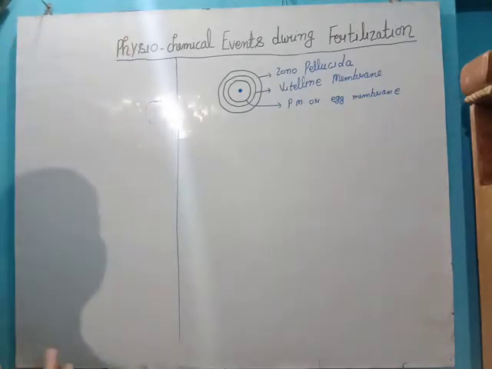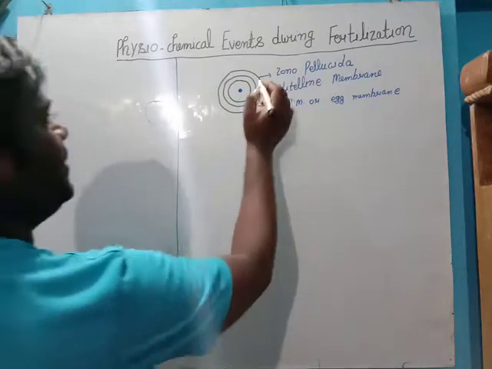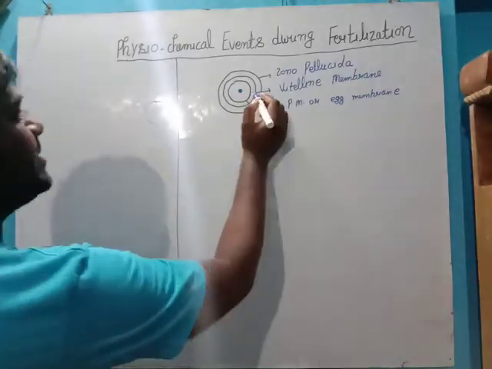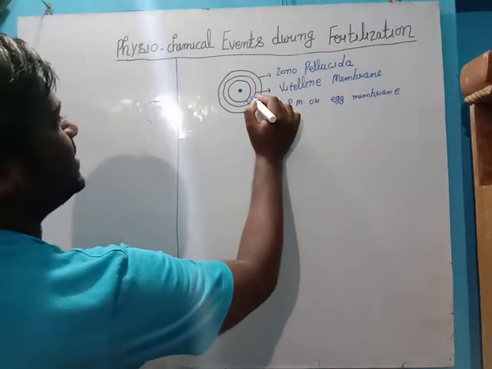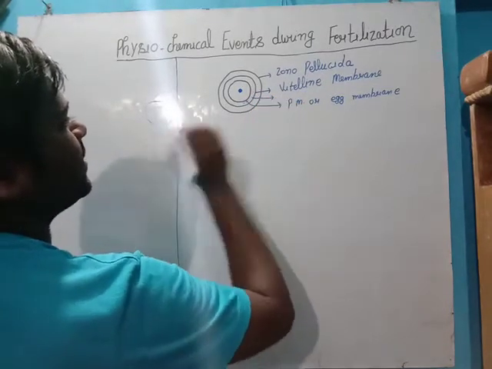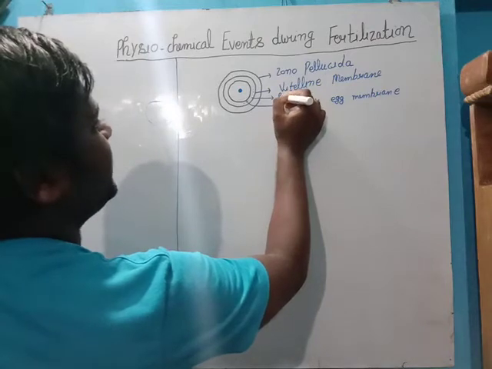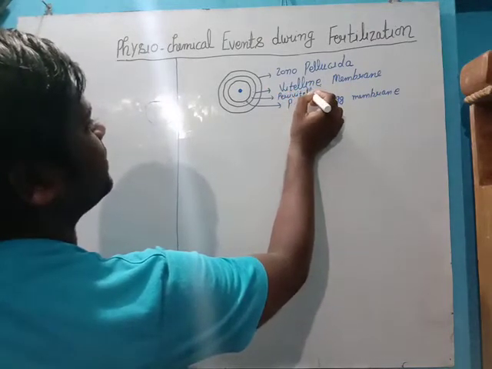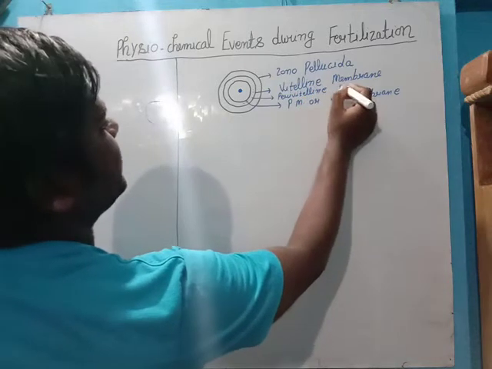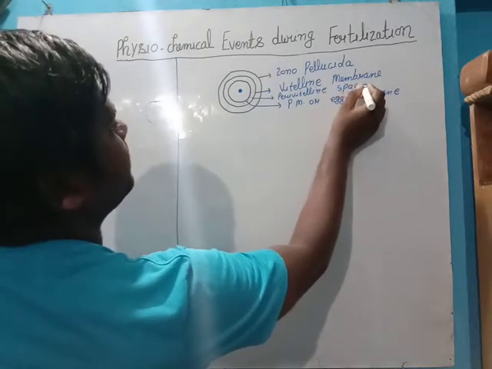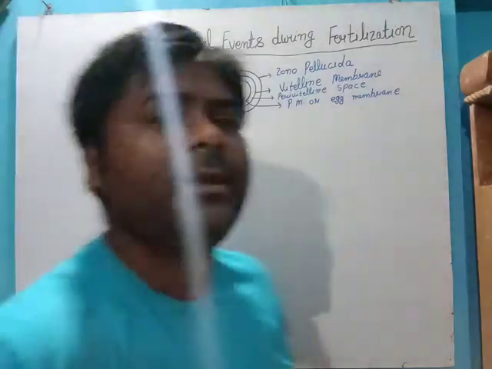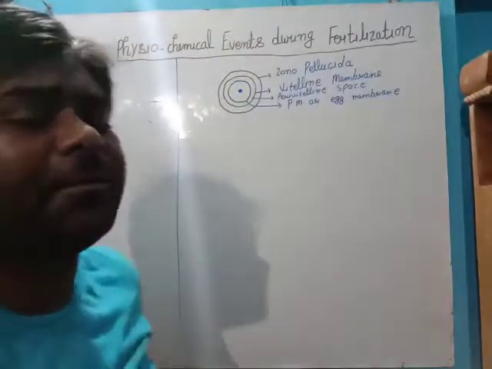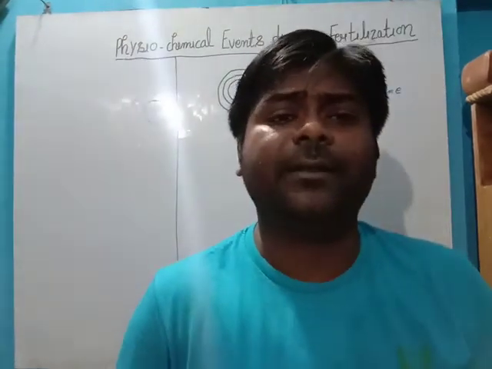And in between the egg membrane and the vitelline membrane, you can see there is a space here. This space is known as the perivitelline space. This is the structure I already taught you, and here outside we have the corona radiata. So leave that corona radiata.